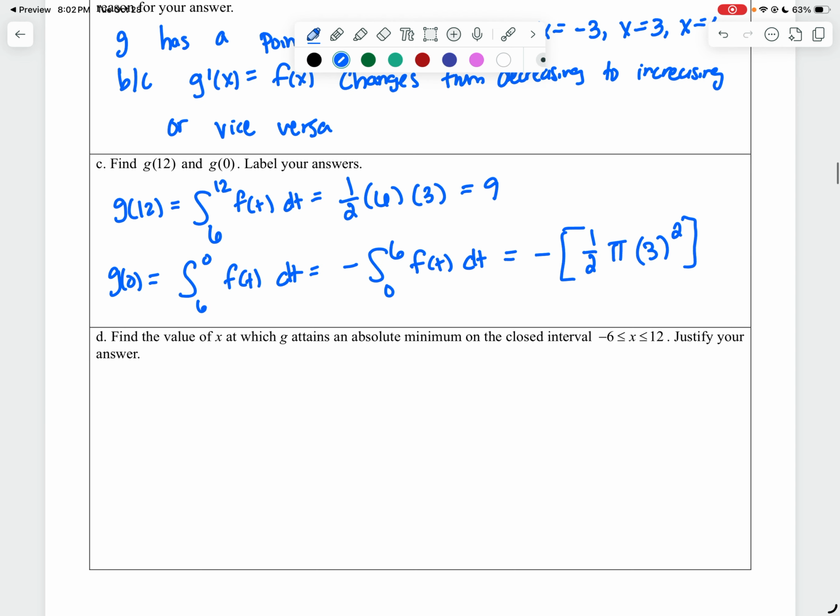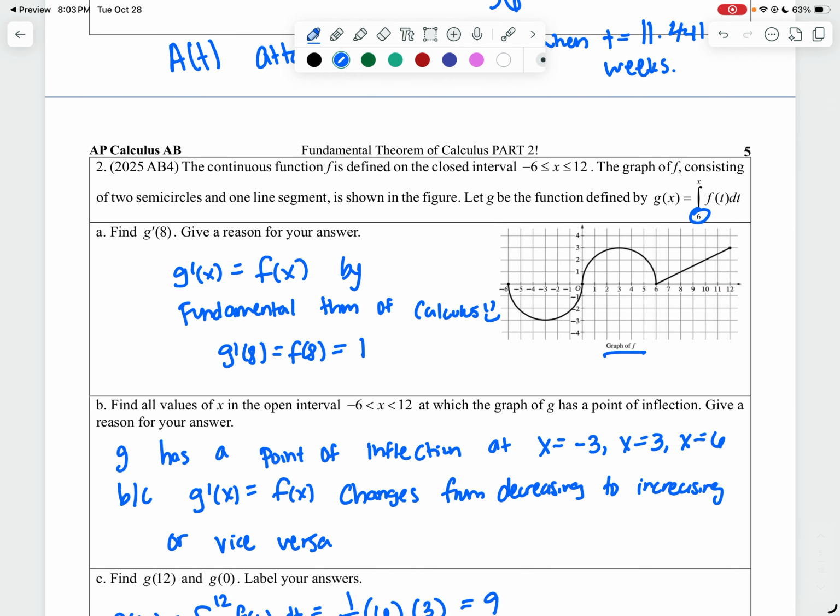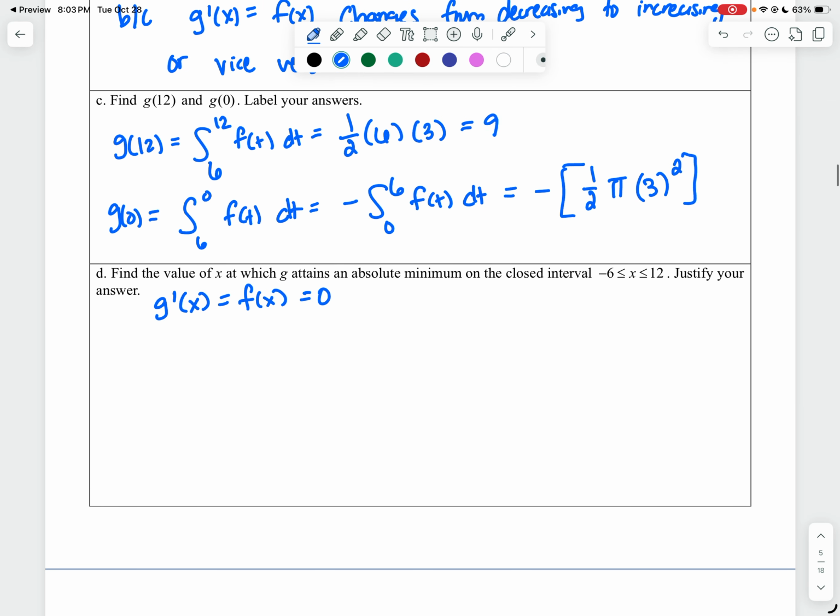And then part D says find the value of x at which g attains an absolute minimum on the closed interval -6 to 12. Justify your answer. So just like problem number 1, we need to take a derivative. In this case, we already know that the derivative of g is g prime of x, which is the same thing as f of x. And when is f of x equal to 0? Well, that's going to be at 0, and that's going to be at 6.